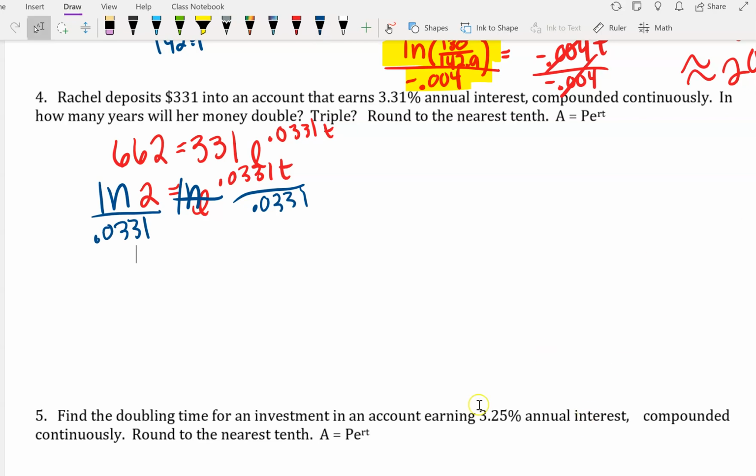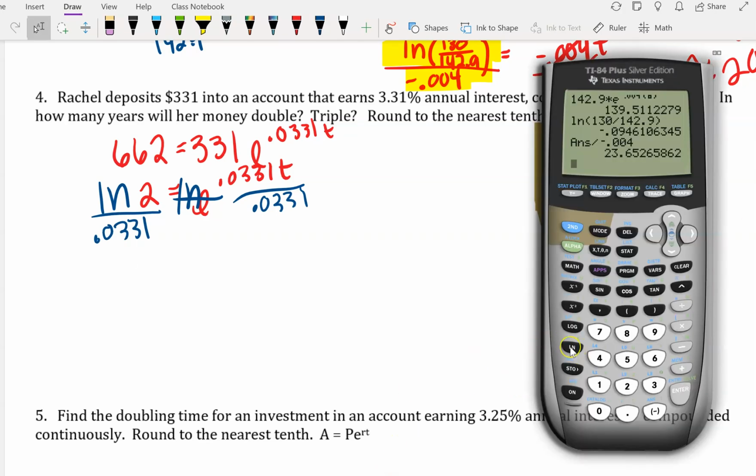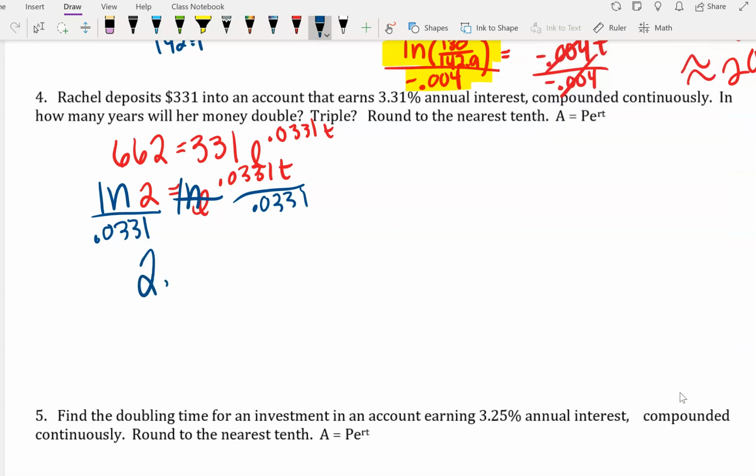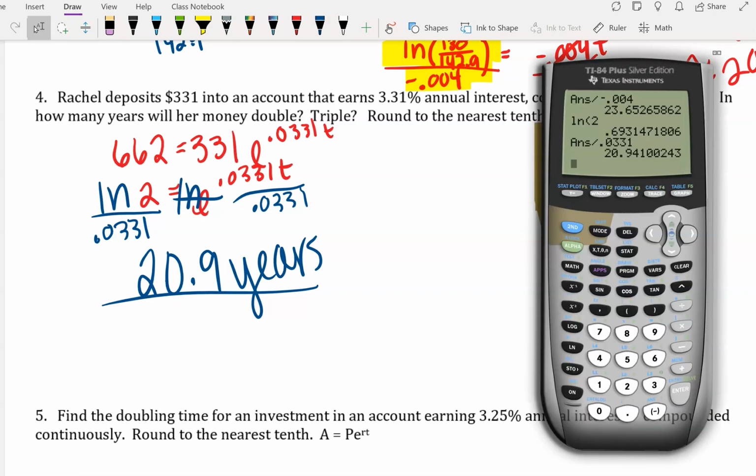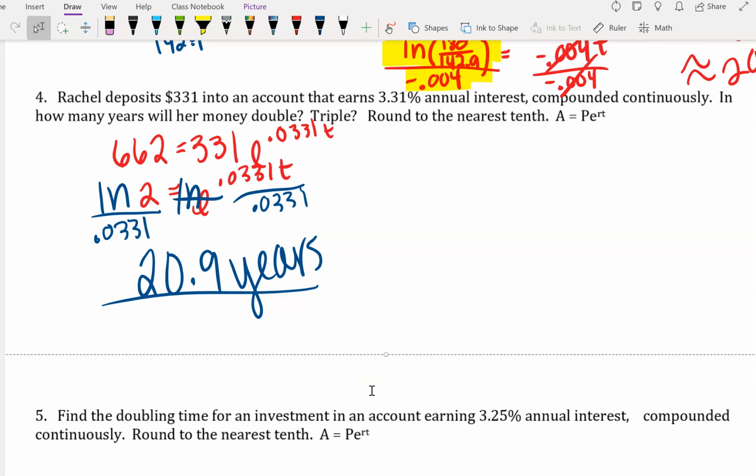So we'll type that into my graphing calculator. Natural log of 2, divide that by 0.0331, and I get 20.9 years. So 20.9 years to double. And then obviously it's going to take more than that for it to triple. So in order to triple it, what would that be?